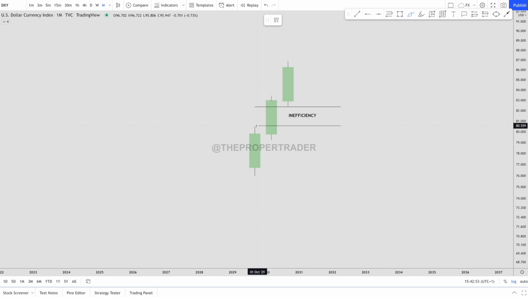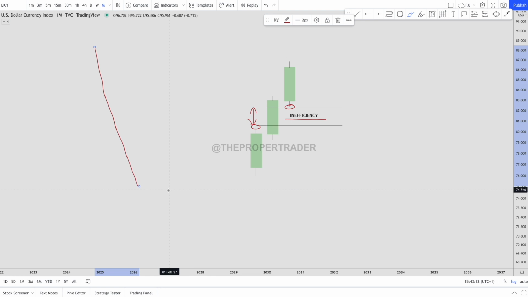And you can clearly see that from the top of the first candle wick, right over here, and the bottom of the third wick, we've got a space. And this space is a gap, and this gap is called inefficiency. So we have inefficiency, for example, when we have a strong move to the downside or a strong move to the upside, and the market left some space, okay?